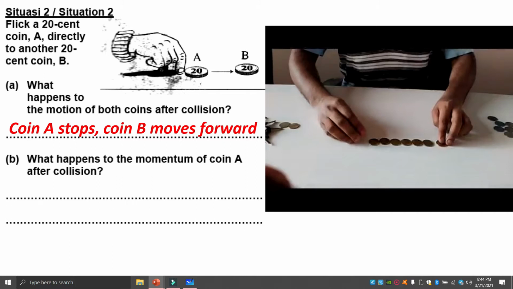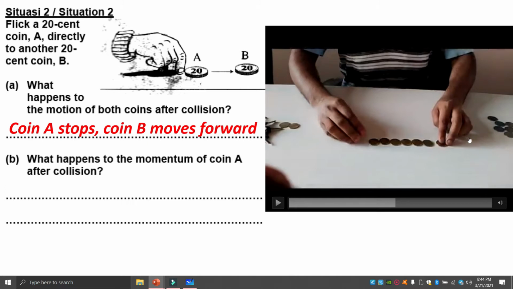Okay, so when he flicks the first coin, right? So the rest of the other coins will stay stationary, and also the coin A will stop, right? And only at the end here, the coin at the end here will start moving.